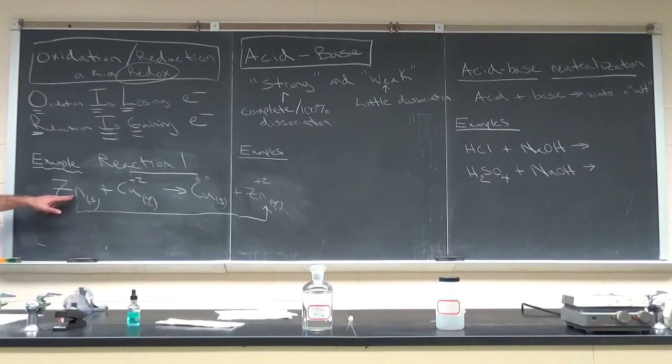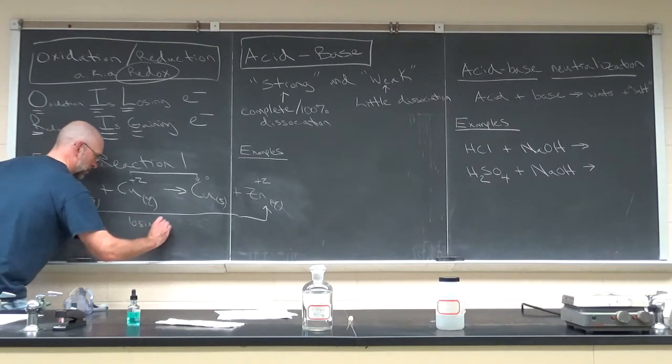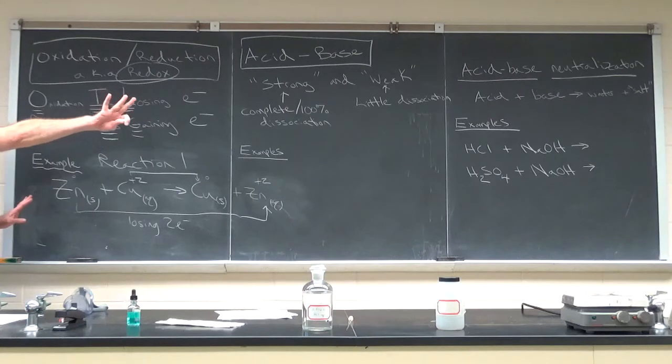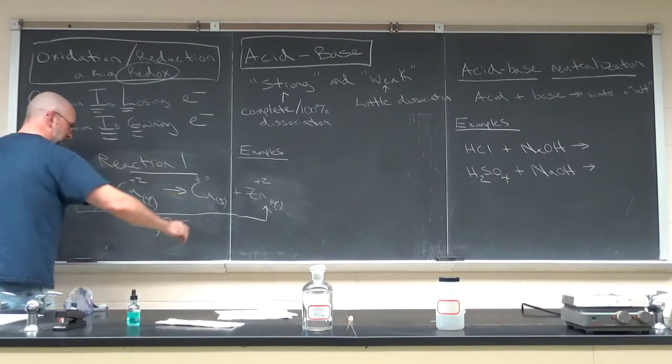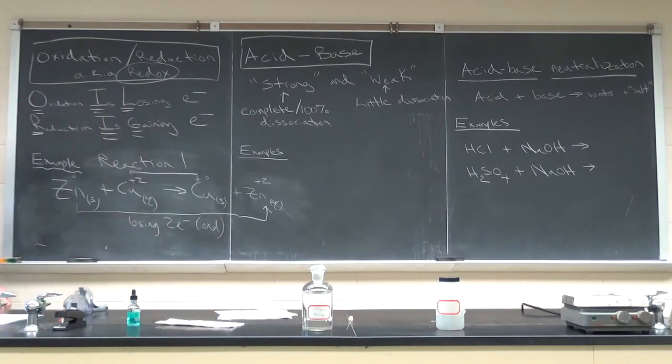So what is zinc doing? Zinc is losing 2 electrons to go from 0 to plus 2. So you lose 2 electrons and you're left behind with something that's positive. So if you're losing it, that's oxidation.